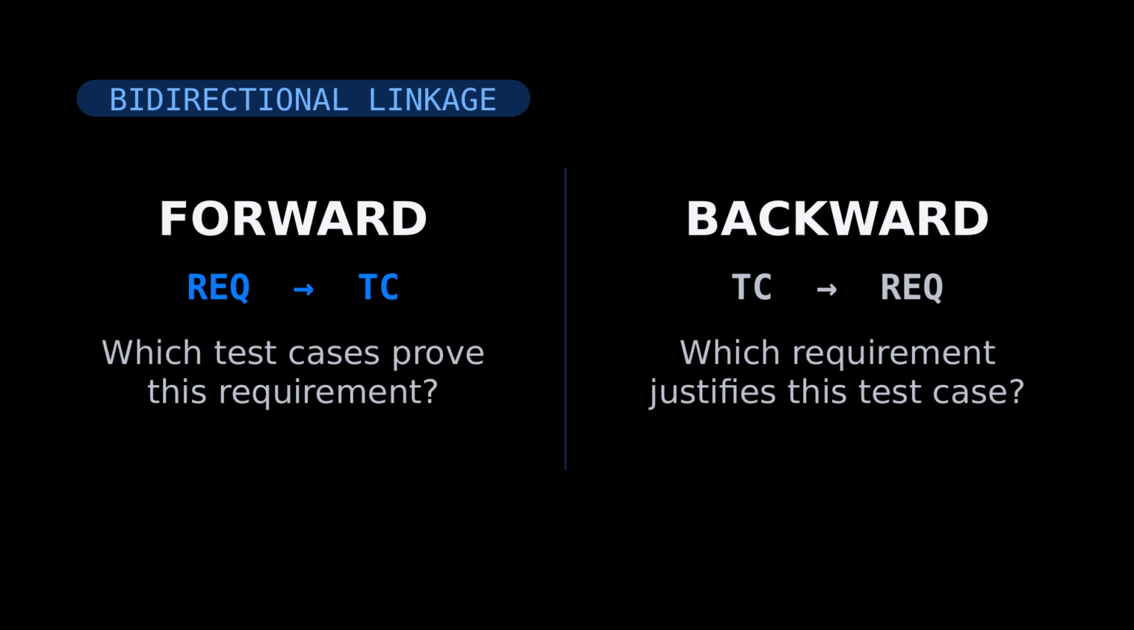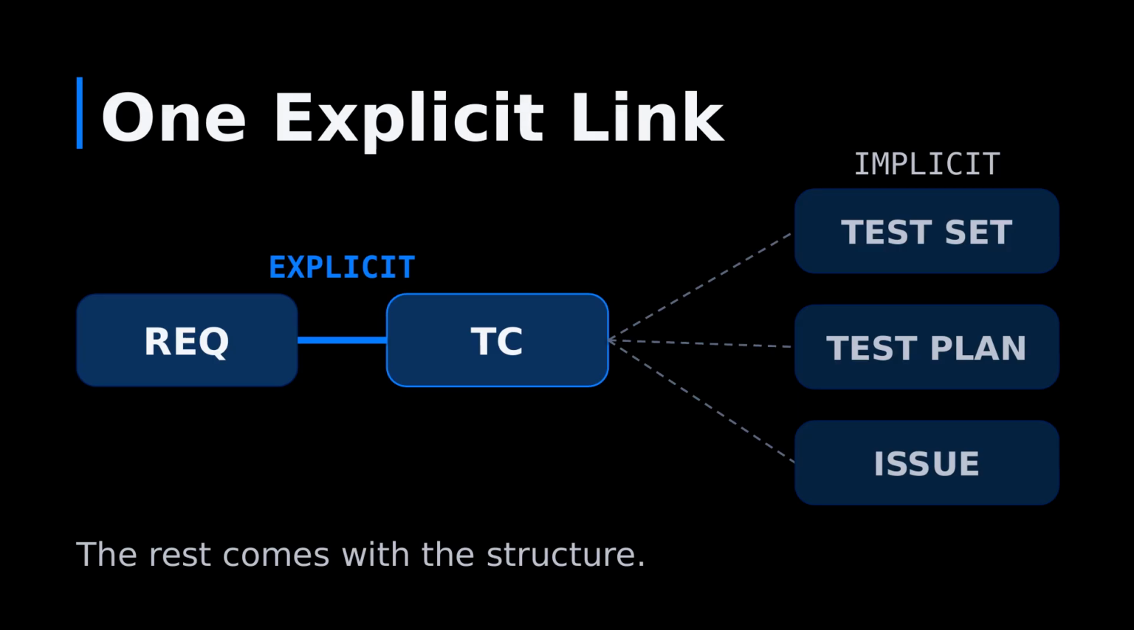A requirement without a linked test case is untested behavior. A test case without a linked requirement is unjustified effort. The link between requirement and test case has to be set explicitly. It is a deliberate decision. Other links exist implicitly through the structure of the test artifacts.